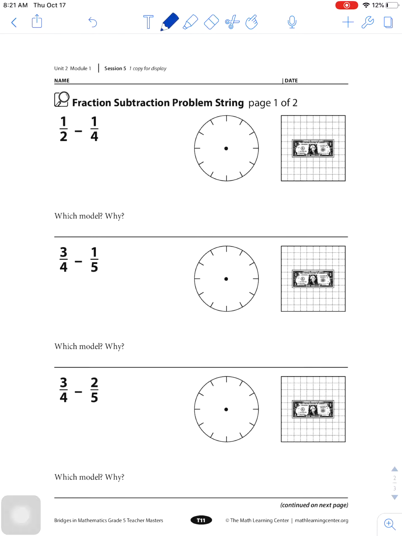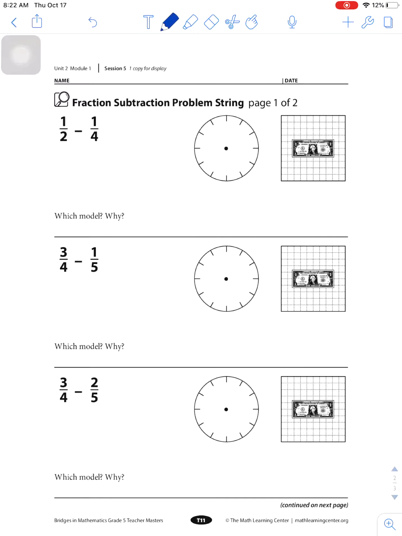Okay, so today's problem string is on fraction subtraction. So we've talked about adding fractions using the clock and money models. Now we're going to talk about subtracting, which looks just a little bit different, but it's the same concept. We're still going to be looking at these fractions and using time or money to find a common denominator, essentially, or an equivalent fraction. So what you're going to focus on today is what the best model would be.